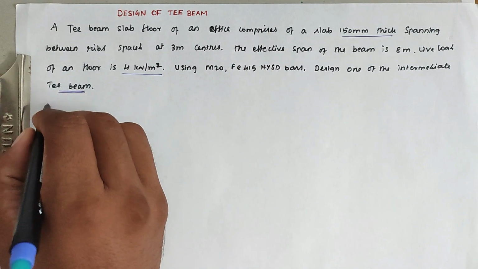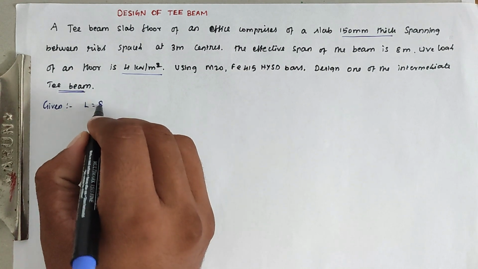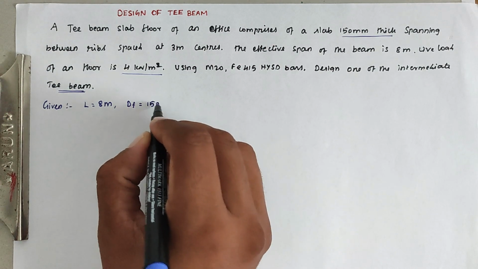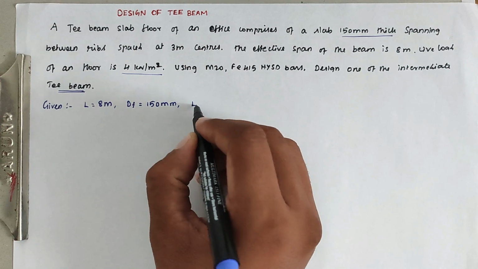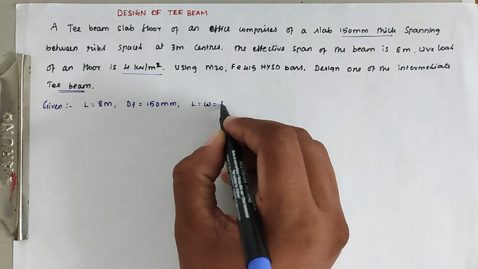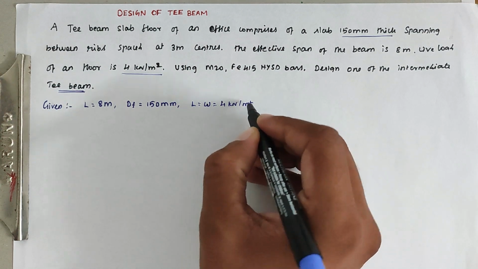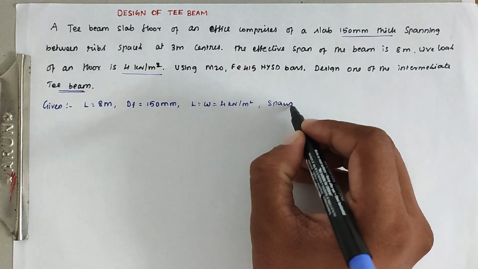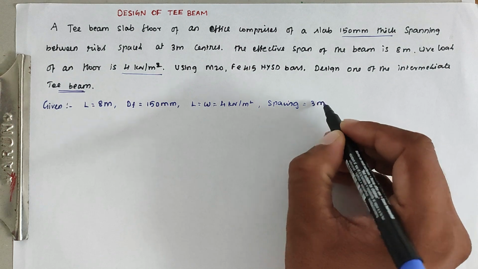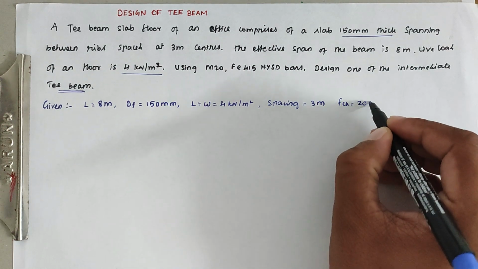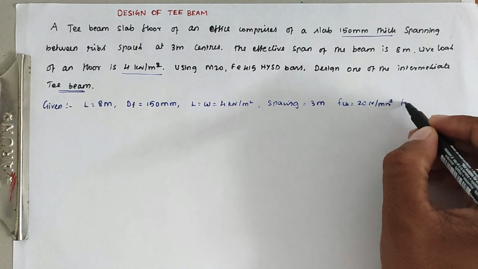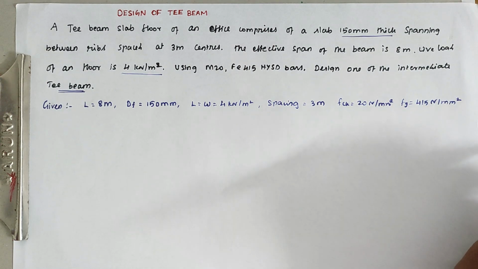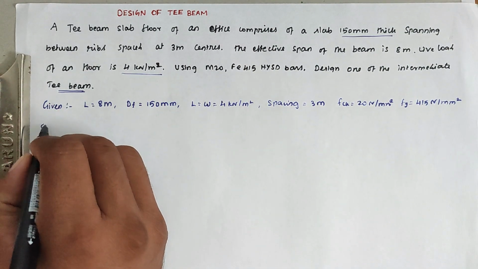Now the given values. L equal to 8 meter. Depth of flange is 150 mm. Service load, live load W, equal to 4 kN per meter square. Spacing between T-beams is 3 meter. fck is 20 Newton per mm square. fy value is 415 Newton per mm square. So these are all the given values. So first, solution, step 1.